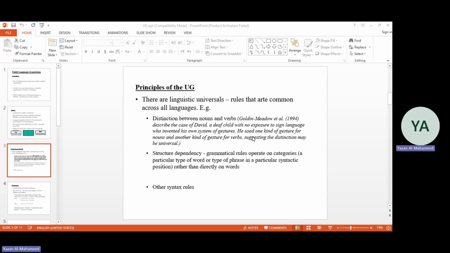UG states that children are endowed with, or gifted with, special innate abilities, allowing them to acquire the language with ease and speed.